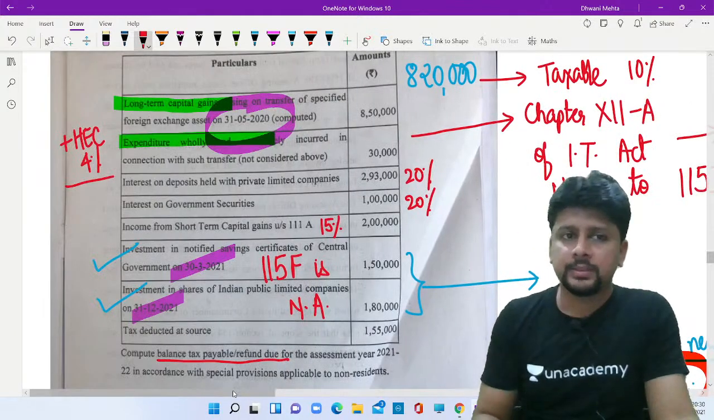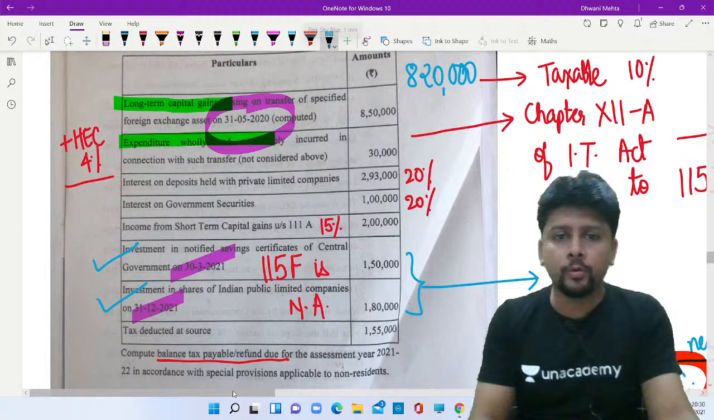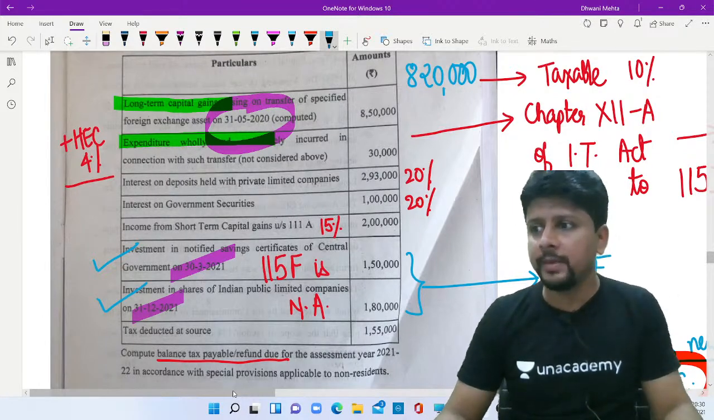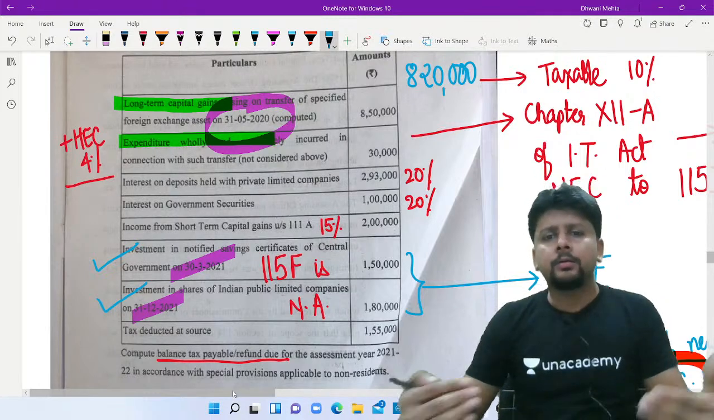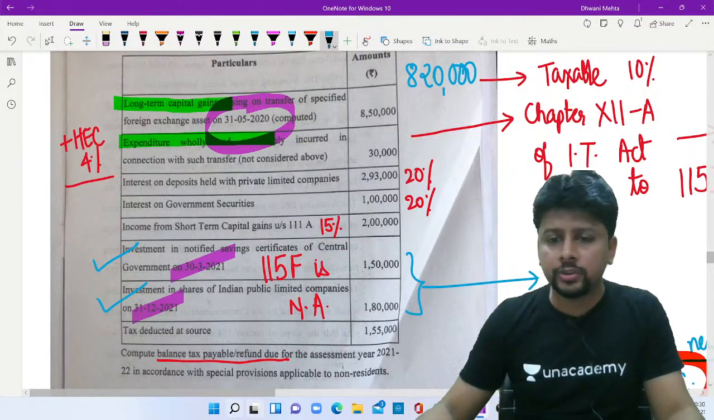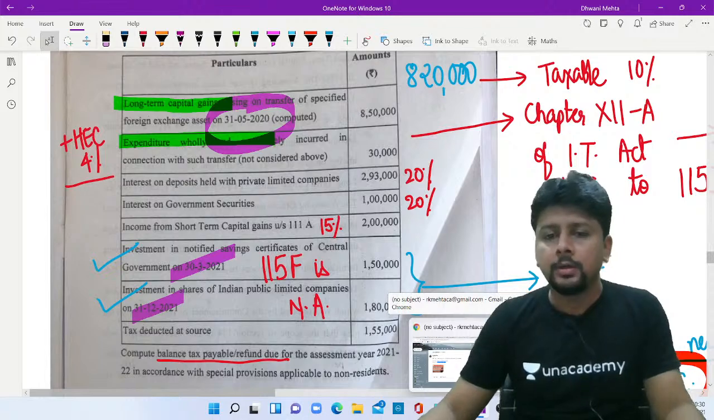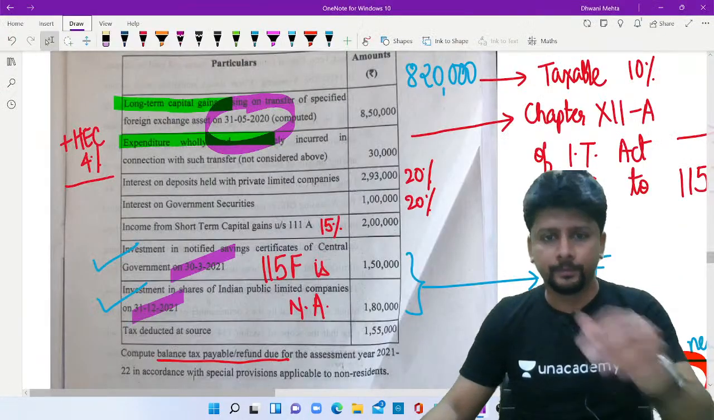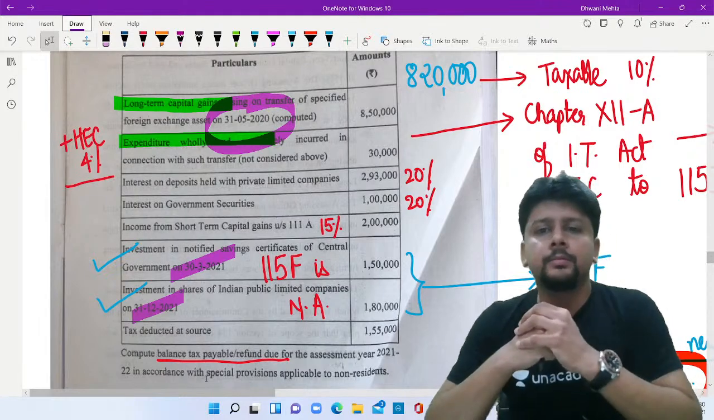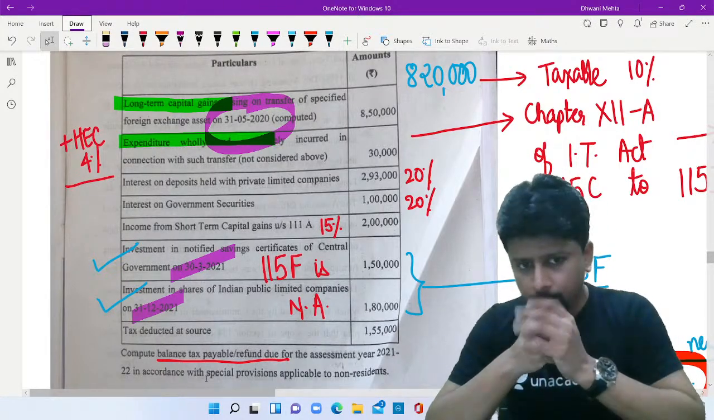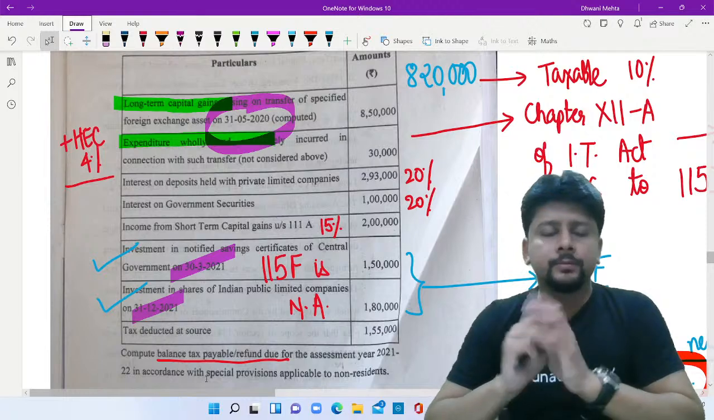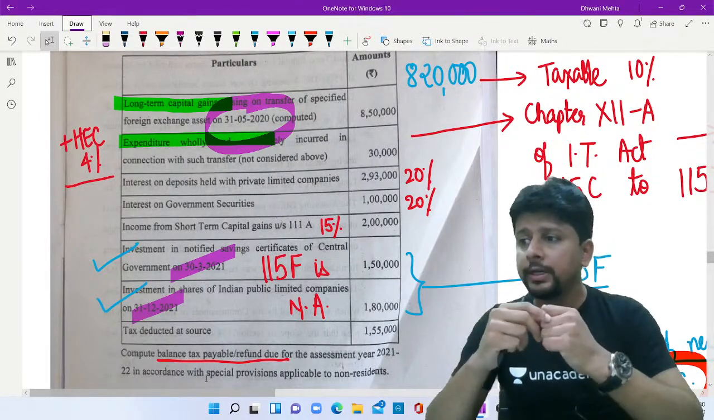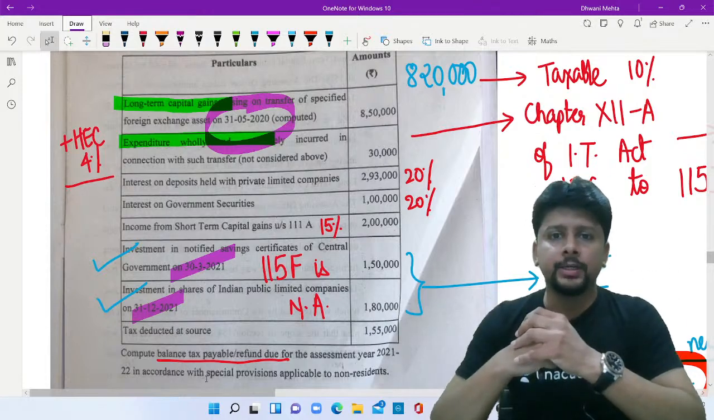Maybe in a hurry, some student might have forgotten the 4% health and education cess. Although at CFN level, I don't think a student would make that type of an error. But yes, the student could have forgotten the health and education cess. So this sum had this one smart thing, that 115F, you are inclined to think about it, but the exemption is not available.